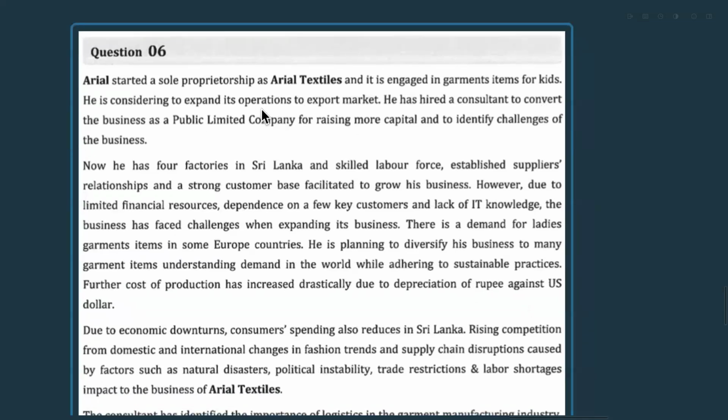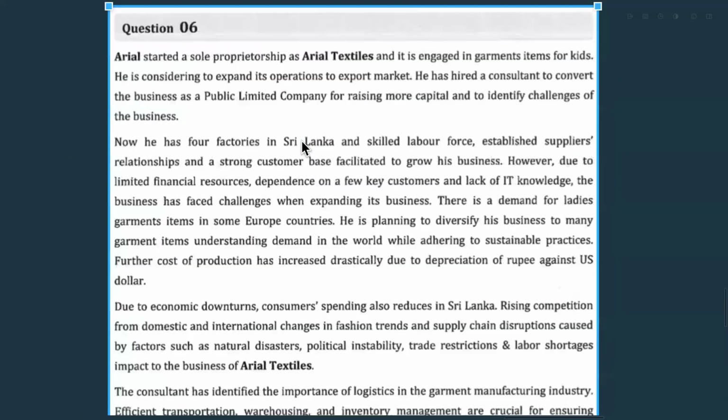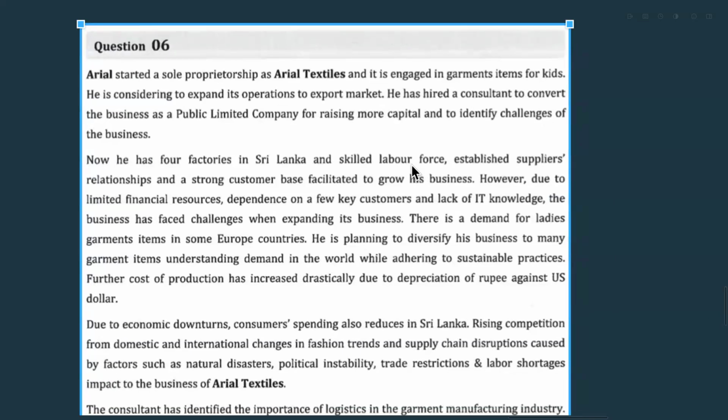So he is considering expanding its operations to the export market. It means the foreign market. He has hired a consultant to convert the business into a public limited company, not just a private limited company. He is considering converting the business into a public limited company for raising more capital and to identify the challenges of the business. Now he has 4 factories in Sri Lanka and a skilled labor force.